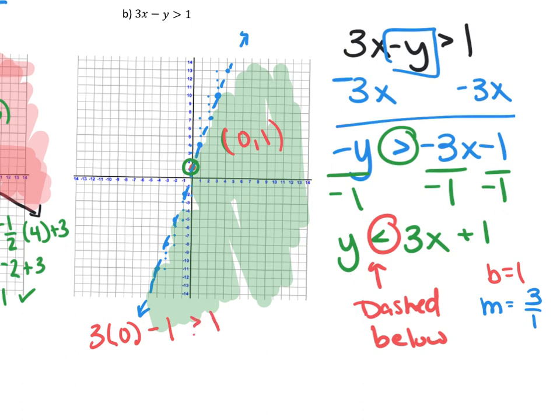If I do 3 times 0, that's 0. Is negative 1 greater than 1? Is that true? No, it's not. So because that's not true, this is false. We know that the points have to be below for it to be true.